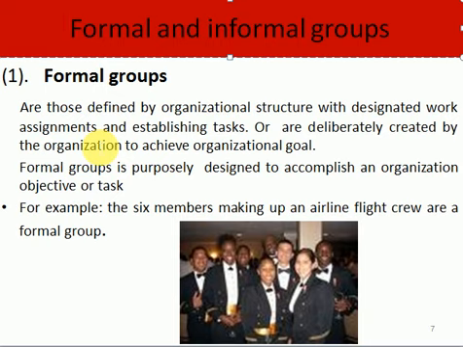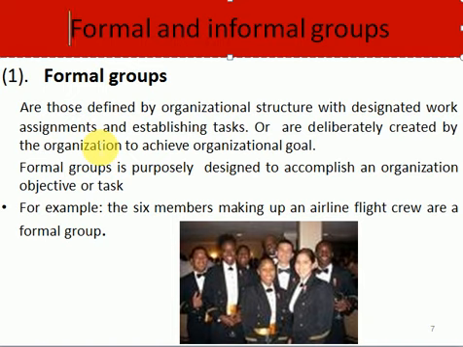Or simply, we are defining that formal groups are deliberately created by the organization to achieve organizational goals. These formal groups are intentionally established, made and created by the organization itself for the achievement of organizational goals.